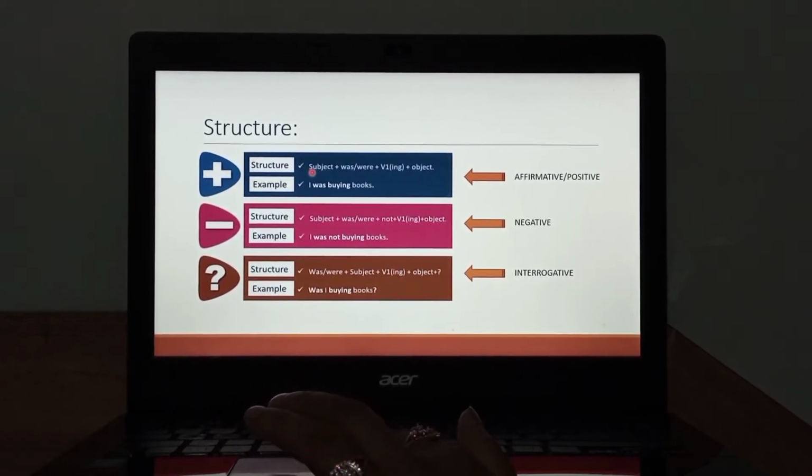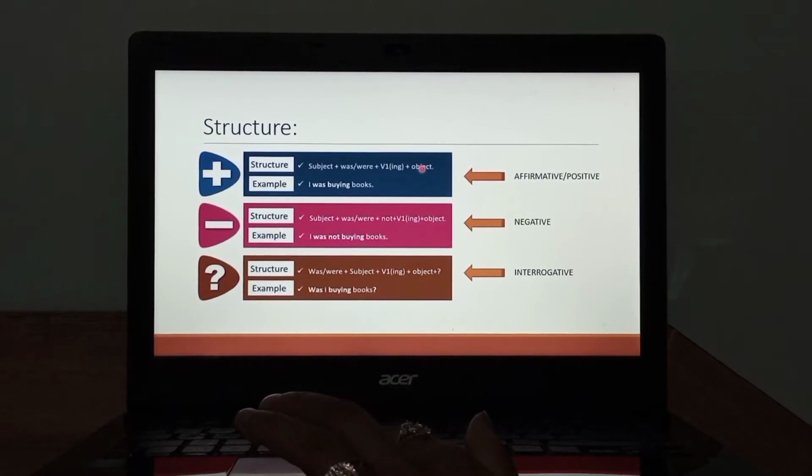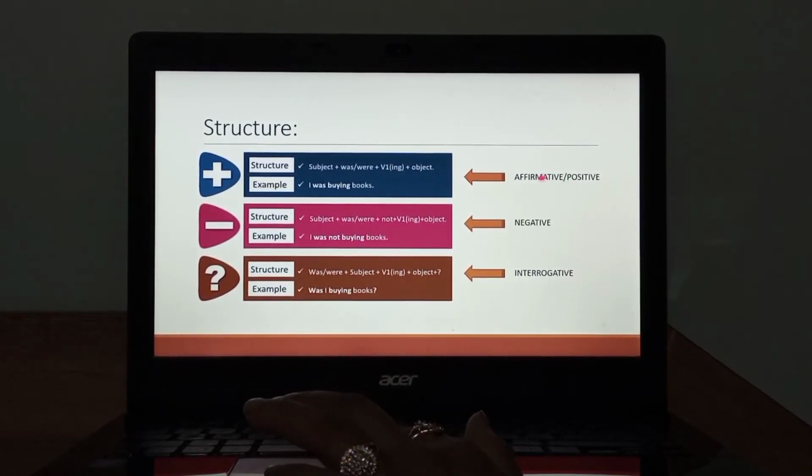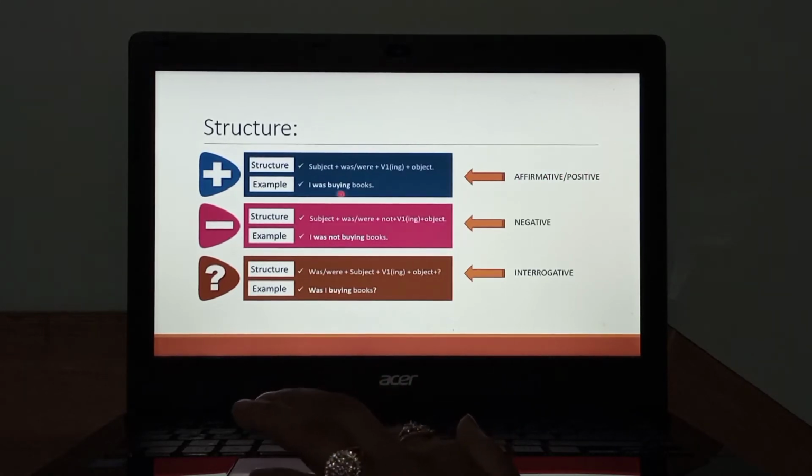First of all, we will write subject, then was or were, then present participle form of verb, that is, with the first form of verb we add ing, then object. This is the structure of affirmative or positive sentence. Example, I was buying books.